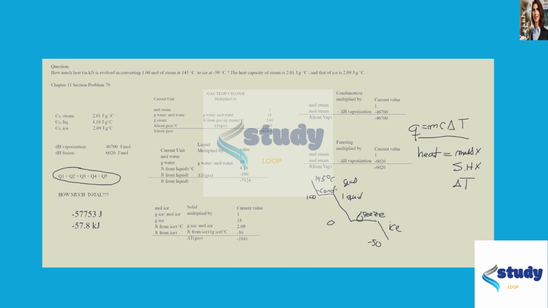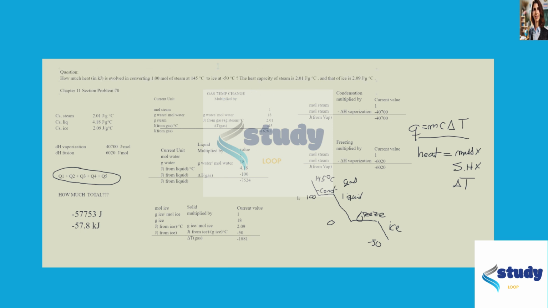They gave us 1 mole of steam. When I was doing my math, I noticed that these are in grams. So you have to go from grams to moles, or moles to grams, every time. There's 18 grams of water per 1 mole, and you keep going on and so forth. This is the part where you have to add these all up individually, and I can go through those right now.